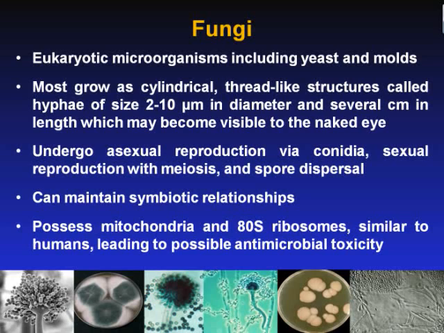Like other eukaryotes, fungal cells contain membrane-bound nuclei with linear chromosomes. In addition, fungi possess membrane-bound cytoplasmic organelles, such as mitochondria, sterol-containing membranes, and ribosomes of the 80S type, similar to humans. This ribosomal similarity poses toxicity issues with certain antimicrobials targeting the ribosomes.